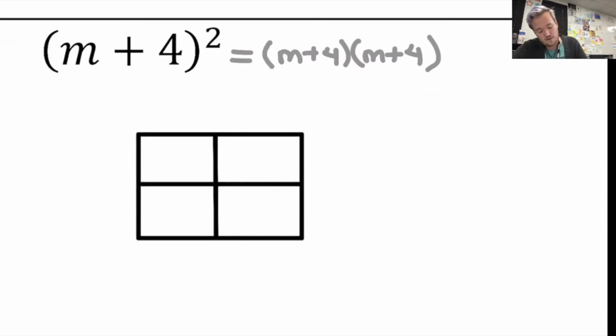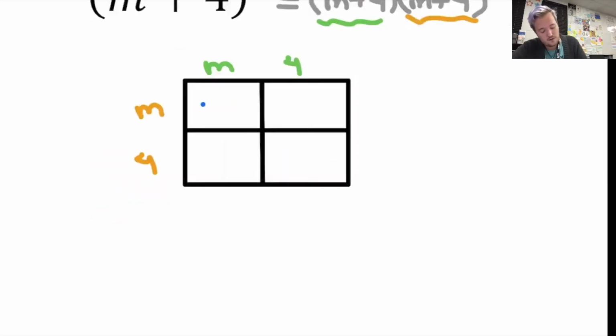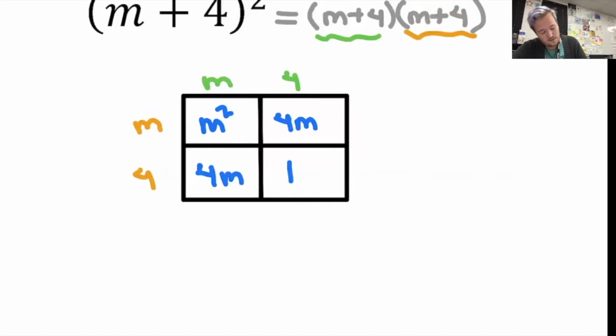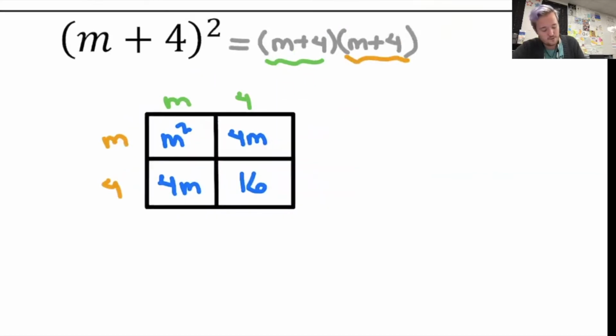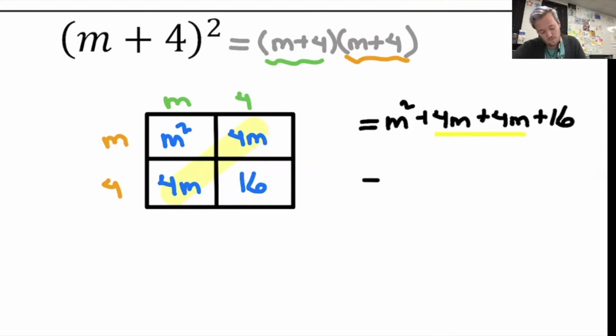I'm going to do m plus 4 across the top and m plus 4 across the side. Remember, multiply up and left. So top left, you're going to get m squared, 4m, 4m, and 16 here. Then your diagonal, those are your like terms. So here, we have m squared plus 4m plus 4m plus 16. I'm going to combine those like terms, so I have m squared plus 8m plus 16. This is our final answer here.